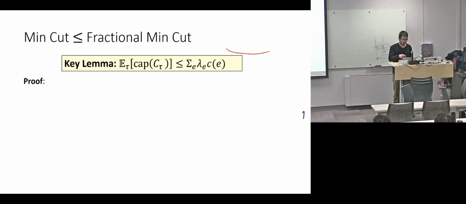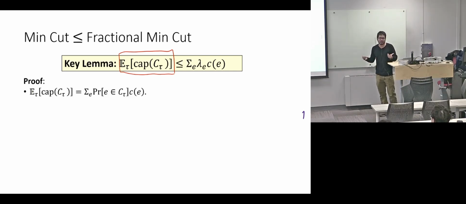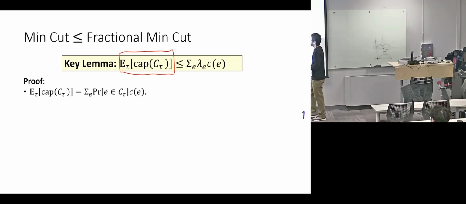Okay, so it's just about computing the expected value of the capacity of this random cut, when tau is random. We just need to compute the expected value of the capacity, so just write down what it means. The expected value of this capacity is just the sum over all edges, the capacity of that edge times the probability that you pick that edge.